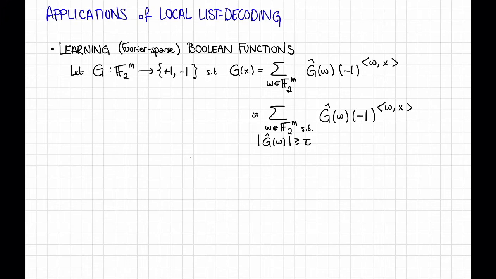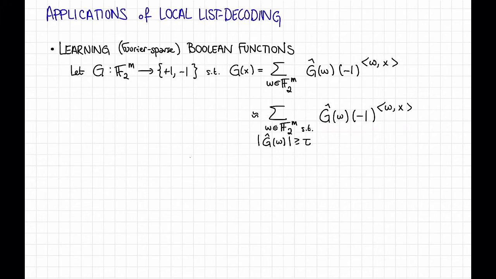We had some function, g, which mapped F_2^m to plus or minus 1. And we wrote g, in terms of its Fourier expansion, as the sum over all omega in F_2^m of g hat of omega times this nice simple function, (-1)^(omega inner product x). We said that if the Fourier spectrum of g was spiky enough, that is, if most of these were small and a few were large, this is approximately equal to the sum over all omega in F_2^m so that the size of the omega Fourier coefficient, g hat of omega, is at least tau, of the same thing. That is, we just throw away all of the small Fourier terms.